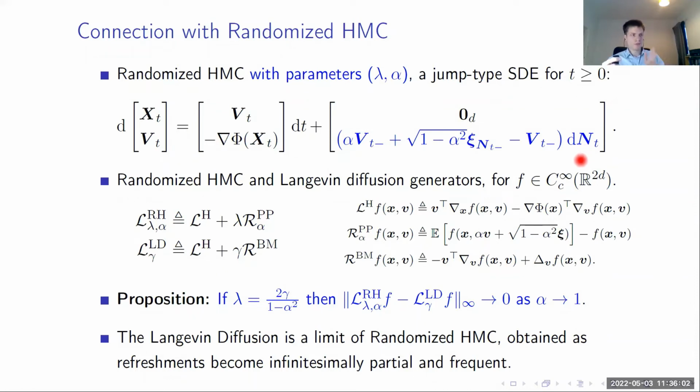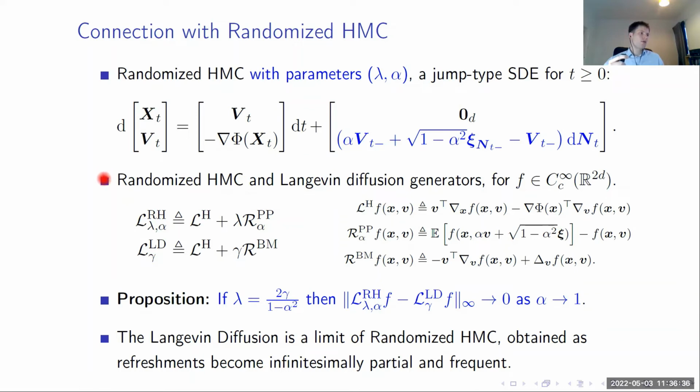So the difference with the kinetic Langevin diffusion is that the refreshments are done in a discrete way, and there are two parameters for that. The first one is a lambda parameter that denotes the intensity of refreshment. So the higher lambda is, the more frequent these refreshments are. And then there is this alpha parameter that we already know, this persistence parameter that controls how partial the refreshment will be. So when alpha is close to 1, it will be more and more partial refreshment.